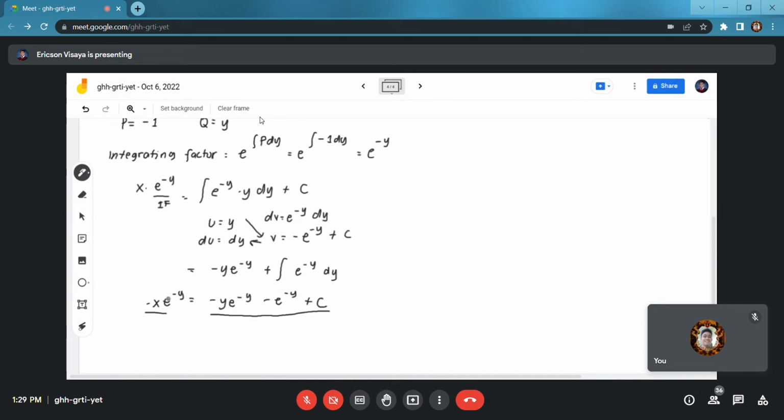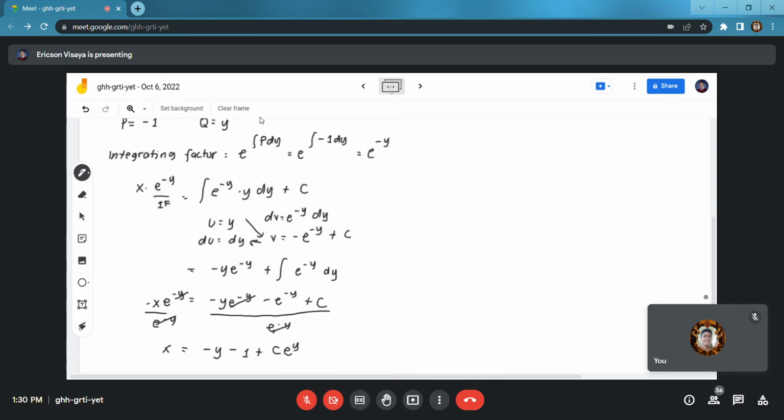So, next, dividing both sides by e raised to negative y, so this cancels. So x is equal to negative y minus 1 plus c e raised to positive y.